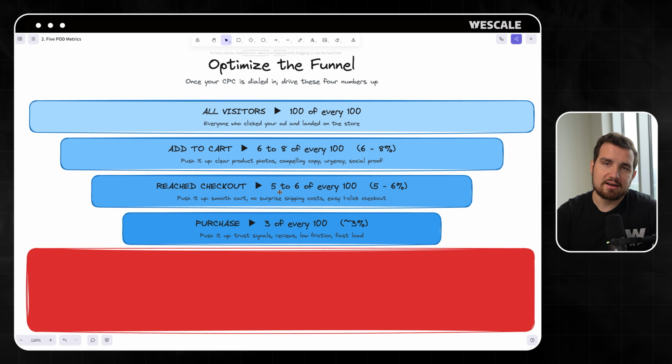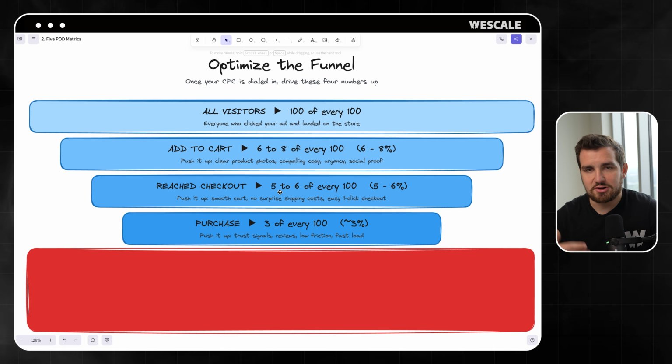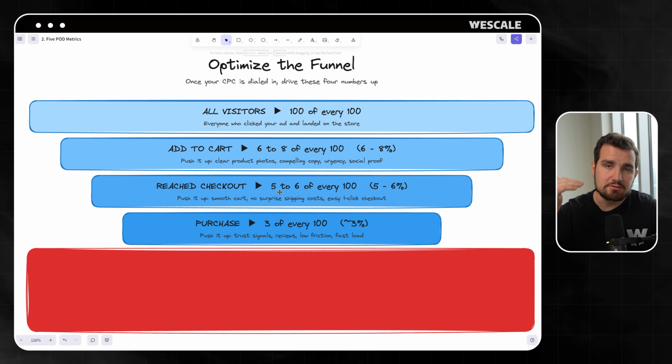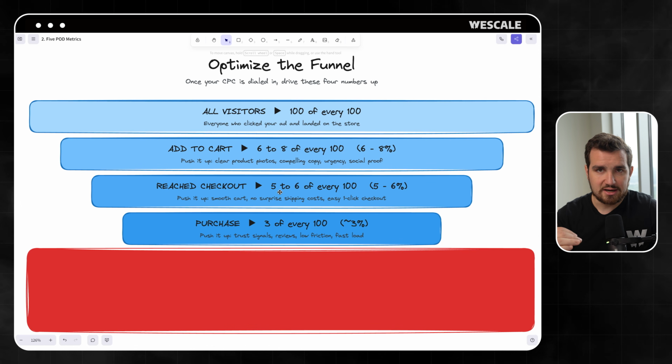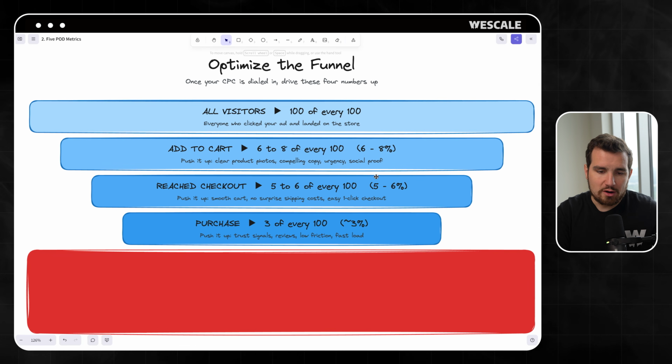Then after reach checkout, what comes next? Buying. So the next metric we're looking at is our purchase rate. This is also known as conversion rate or checkout conversion rate. There's a couple of different names. Bottom line, it's just out of 100 people who came to the site, added to cart and reached checkout, how many of them actually entered their credit card information and placed their order? So now we're able to see by comparing to benchmarks where we stack up.